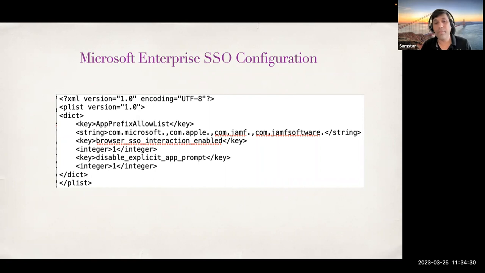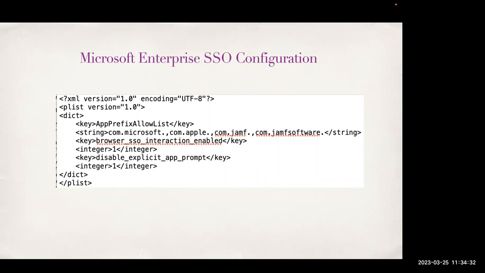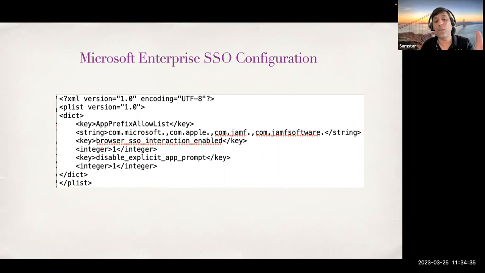Jamf Self Service. The second key is for browser SSO interaction enablement. If you want this SSO to work seamlessly in a browser session, then you need to place this key and integer. One is to enable it. And lastly, although Microsoft Enterprise SSO is enabled, there are still applications which will prompt the user. Although the authentication will go smoothly, the prompt will come. If you want to explicitly disable those prompts, you need to add this key and integer in your configuration.